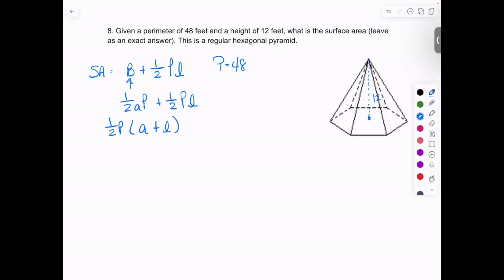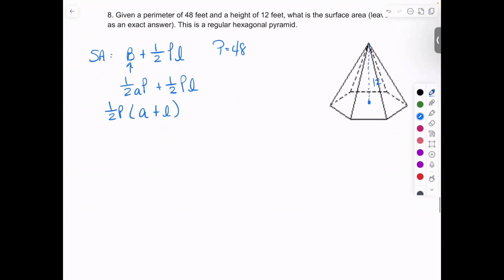Now, how could we find the apothem? You know what? I think we'll need to find the apothem first and then go for that lateral height. Yes, I just had an epiphany here. I'll show you why in just a moment. Let's work our way backwards and use our perimeter to figure out what our apothem is on our hexagon. If we have a perimeter of 48 feet, we take 48 and divide by 6, and I know each of these sides is 8 total.